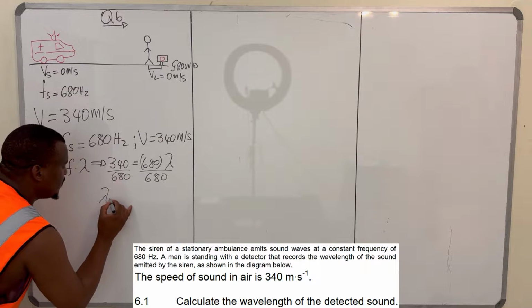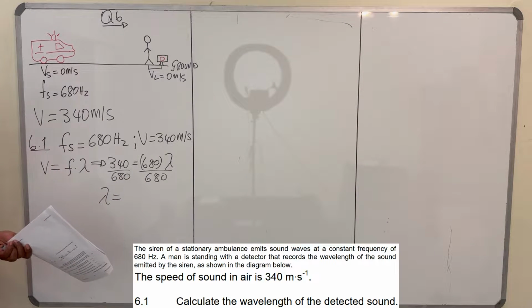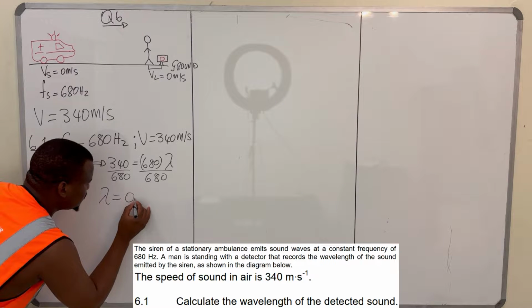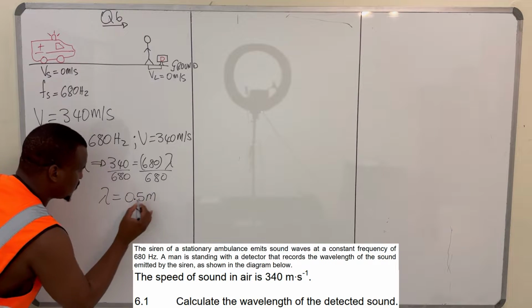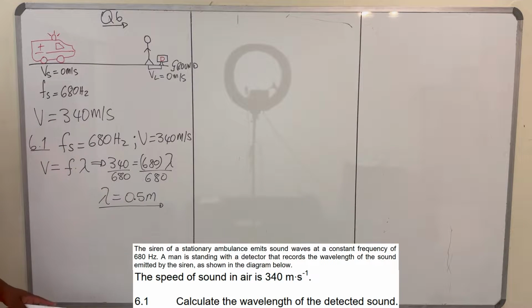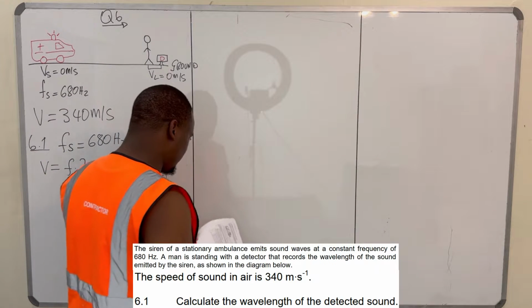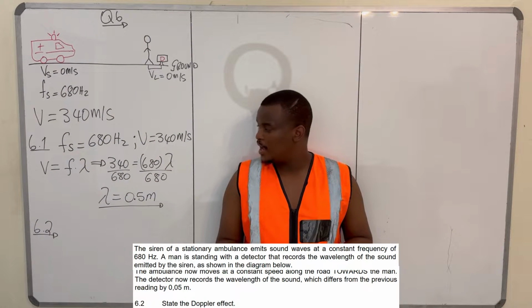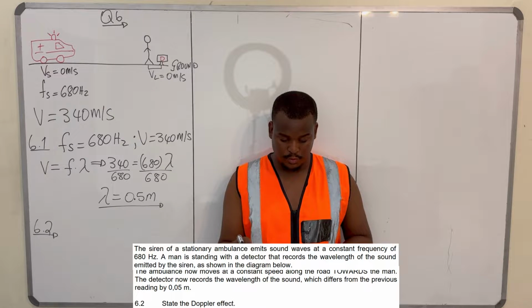So you get that your wavelength is equal to whatever answer you get here, which looks like 0.5 meters. And I'll just double check. 340 divided by 680. Yeah, it's 0.5 meters. So that is your wavelength. Okay, so now we continue to 6.2. We're given another statement, so let's go.